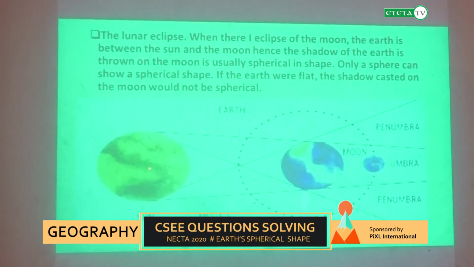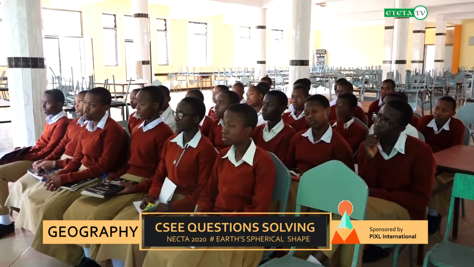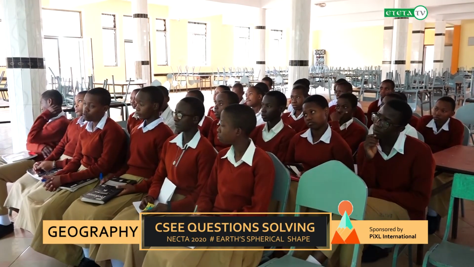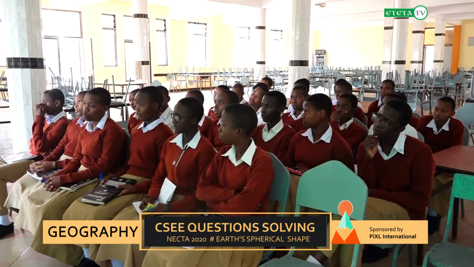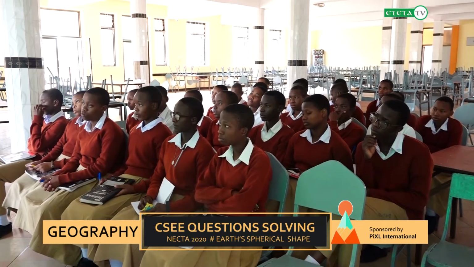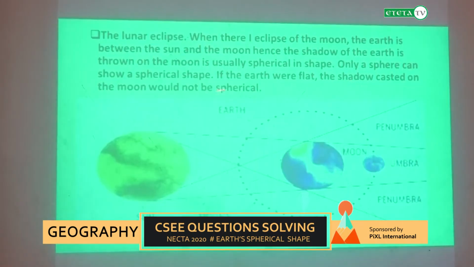Remember that when a solar eclipse or lunar eclipse occurs, these three bodies must be in a straight line: the sun, the Earth, and the moon. Because there is light on this side, the shadow will be shown on the other side where the moon is. Hence, the shadow of the Earth is shown on the moon, and it is usually spherical in shape. Only a sphere can show a spherical shape. If the Earth were flat, the shadow cast on the moon would not be spherical; it would also be flat.